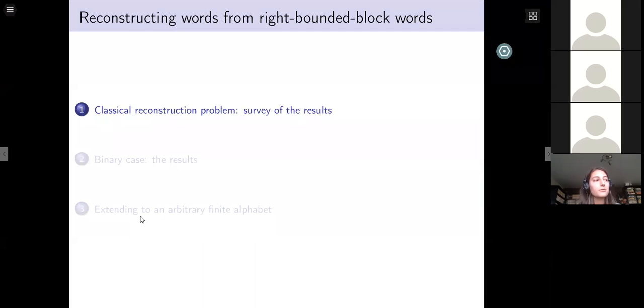Okay, so let's start with a short survey of the results already known. And then let's look at our variant, the binary case first, and then the arbitrary case.